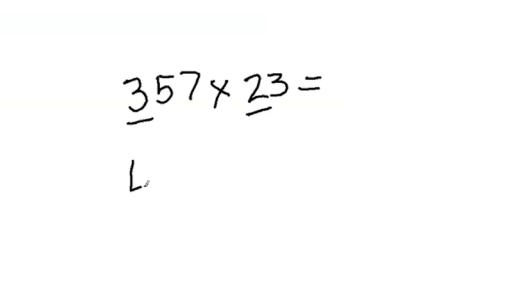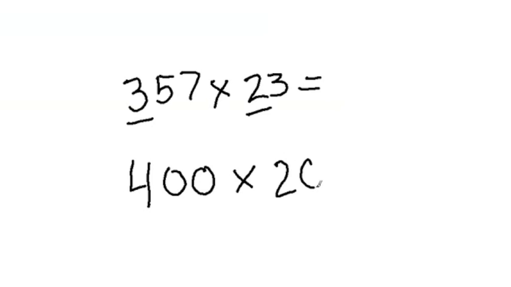So 357 becomes 400. We're going to multiply that times, let's look, 23. 3 is less than 5, so we're going to round down. So we're going to multiply that times 20. And 400 times 20 is 8,000.